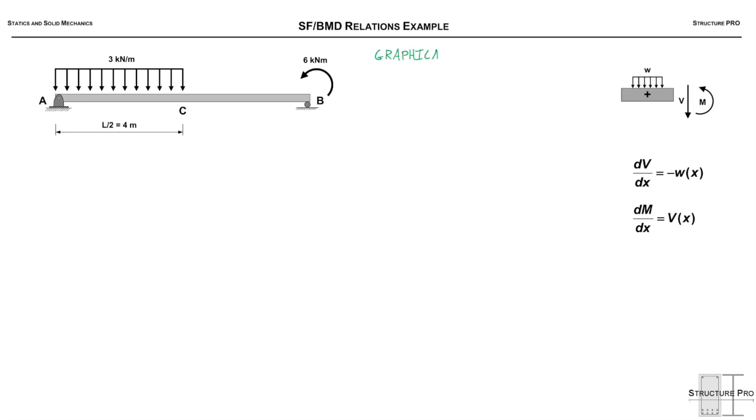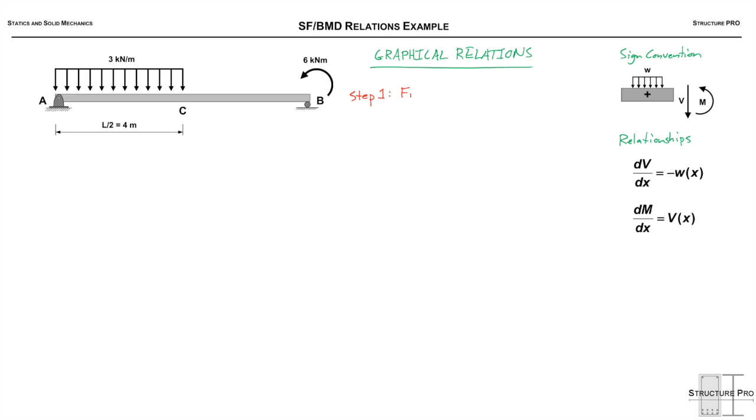So we're going to be going over the graphical relations method this time, as I like to call it. And this is a method that we're using to construct shear force and bending moment diagrams. So I've written our sign convention that we're going to be using, as well as these relationships that we derived in previous videos that are always so important.